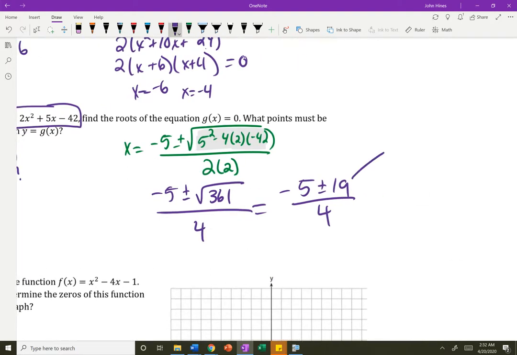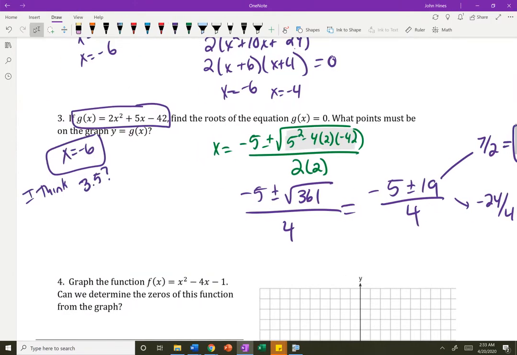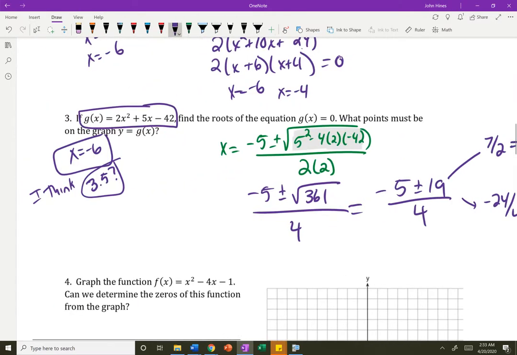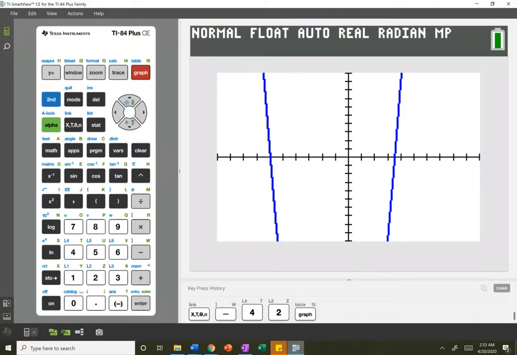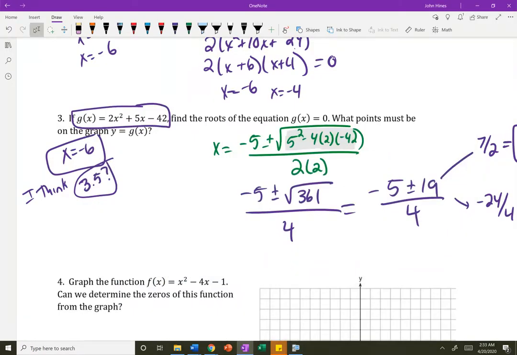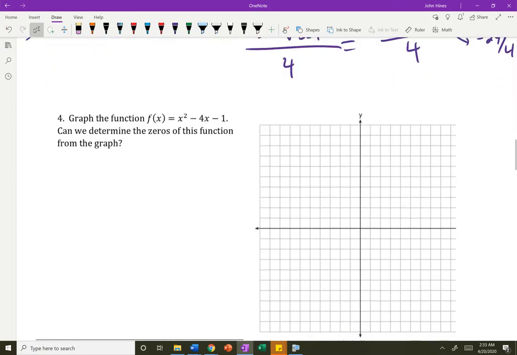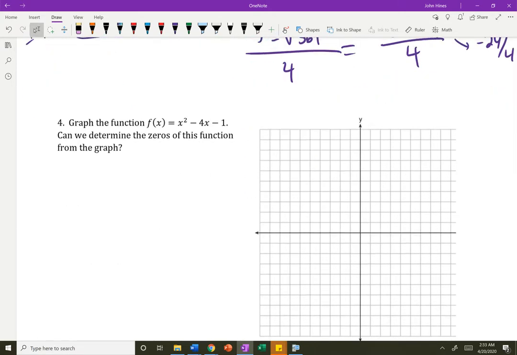-5 plus 19 divided by 4 is 7 over 2, which happens to equal 3.5. Or we get -24 over 4, which is -6. So notice my guess was right. The zeros are -6 and 3.5. I can use my graph, or I could use factoring, or I could use the quadratic formula. I want you to understand that relationship between solving and graphing. This takes everything we did last unit and connects it back to this new unit.